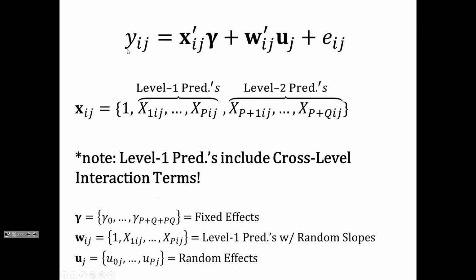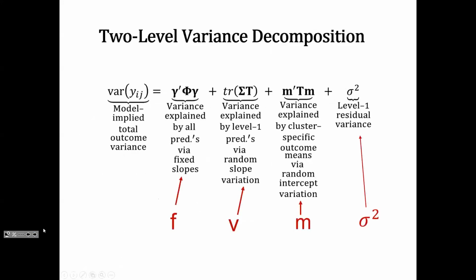And we have these level 1 predictors that have random slopes. The level 1 predictors with random slopes here are the W's, and the random effects are the U's. Okay, so we can think about our model as breaking out that way.